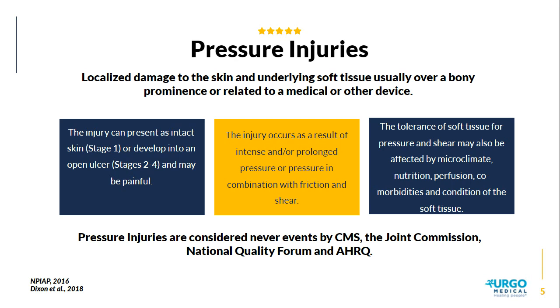So what is a pressure injury? The NPIAP defines it as localized damage to skin and underlying soft tissue, usually over a bony prominence and related to a medical or other device. For those of you who are unfamiliar, pressure injuries are a result of intense or prolonged pressure, or pressure in combination with friction and shear. Tissue tolerance is affected by microclimate, nutrition, perfusion, comorbidities, and existing conditions of the surrounding soft tissue.